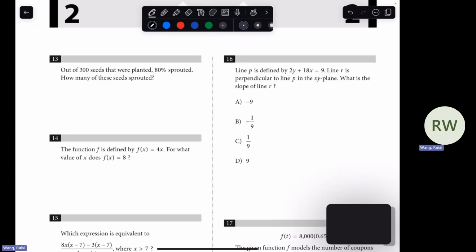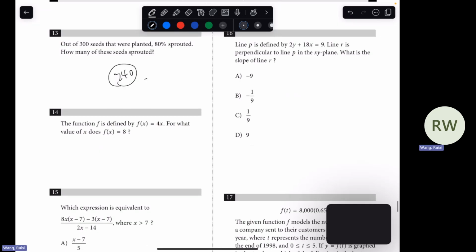Out of 300 seeds that were planted, 80 sprouted. But how many of... yeah, 80% of 300. That's 240. Yeah, another very straightforward question.